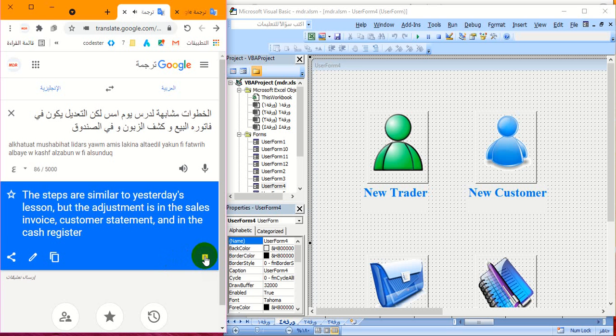The steps are similar to yesterday's lesson, but the adjustment is in the sales invoice, customer statement, and in the cash register.